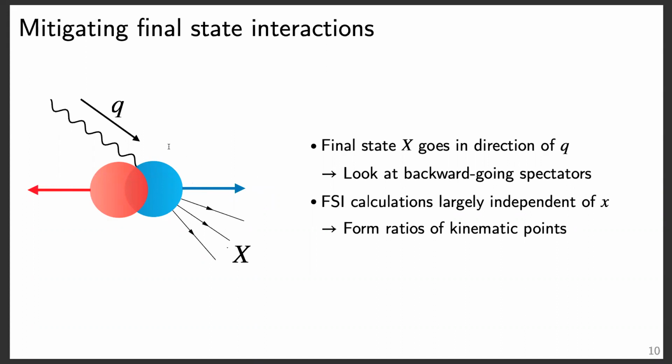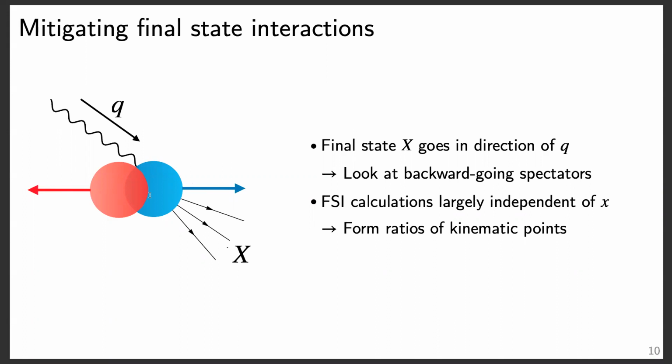So you have this very violent process where a very high energy virtual photon comes in and blows apart whatever your active nucleon is. And you want your spectator to escape from the nucleus and be detected without interacting with all of this DIS debris, because that will obscure your ability to reconstruct what was happening inside the nucleus. So in this DIS, your final state largely goes in the direction of the Q vector.